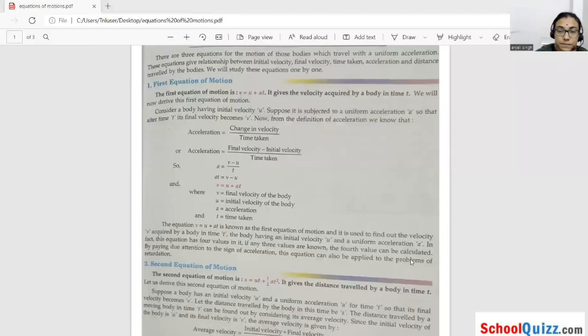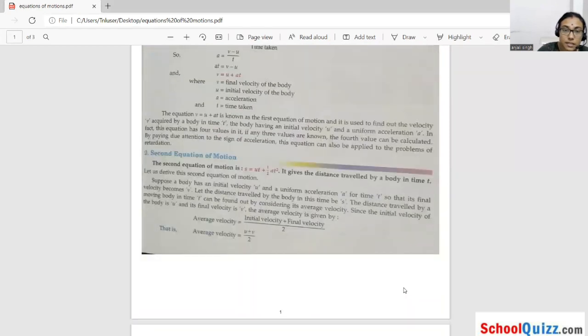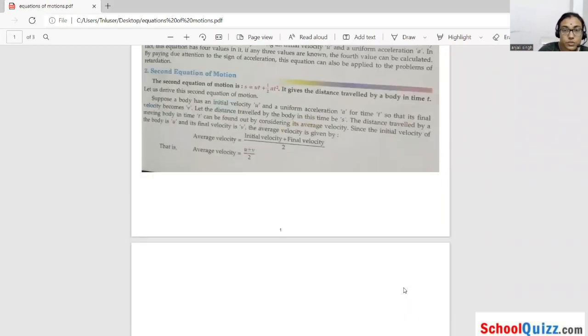Again I'll share the screen for the second equation. Just now we'll move towards the second equation of motion. So what is the second equation of motion saying? s is equals to ut plus half at square.